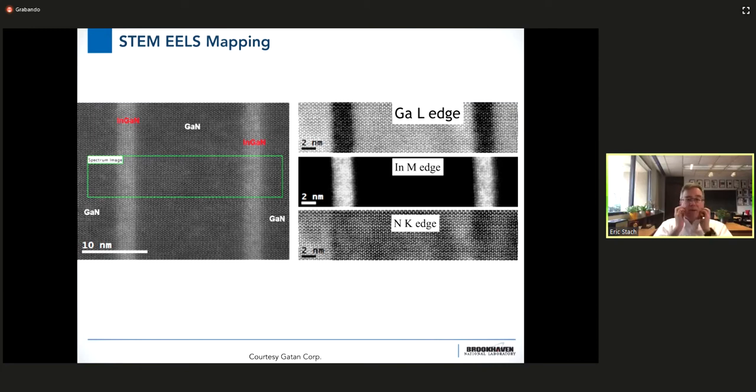Now, it turns out that there's even more that happens in EELS. If you happen to have a good microscope with a good energy resolution and a good spectrometer, you can also look at the so-called plasmon.